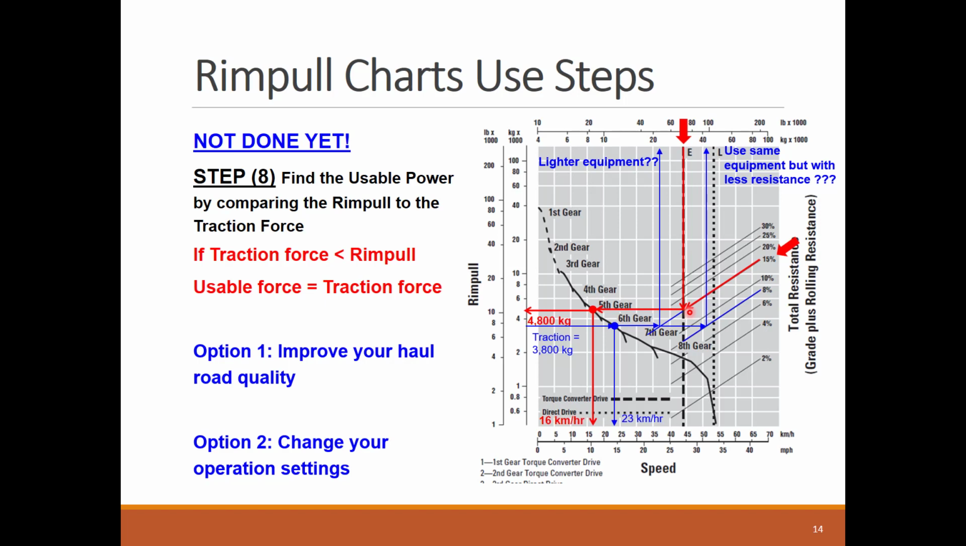If any of these operational changes are done, you will end up with a speed of about 23 kilometers per hour. This means that you can end up hauling less load but at a faster speed, which might be more productive than hauling more load at a slower speed. We will see such trade-offs when we cover the production rate calculations in future lessons.